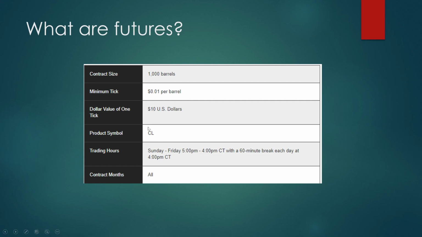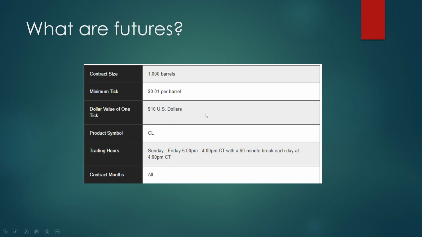The product symbol is just CL. It's going to change based off of your data feed, but we'll get back into that. These are just your trading hours and contract months. So that means there's a new contract for each month. Every single month, a new contract will come out, and that contract has an expiration date. So at the end of the month, it'll expire.